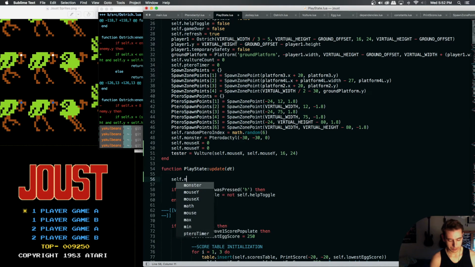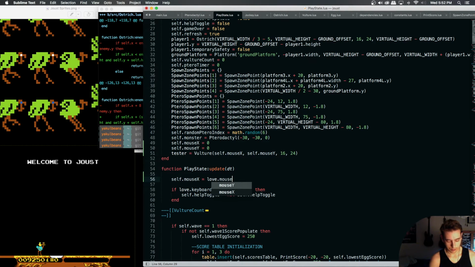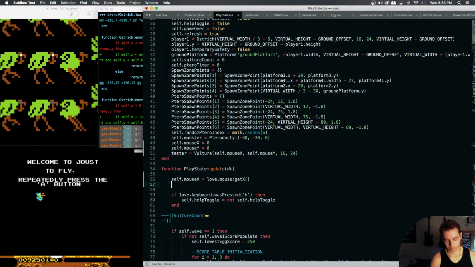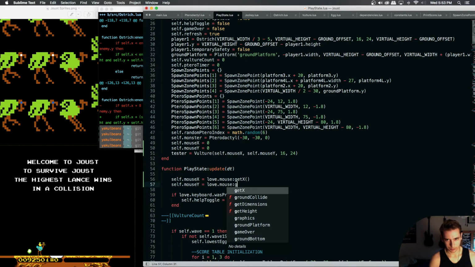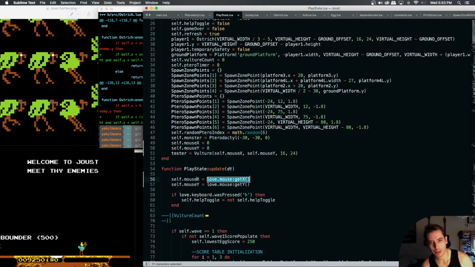we say that our self.mousex gets assigned our love.mouse:get x. Is that what it is? Love.mouse get x. That seems wrong to me. Love.mouse. I don't think it was colon. Maybe I'm not. I don't know. So this is a function Love provides that gets the x position of your mouse and the y, and we're moving that into the mouse x and y.